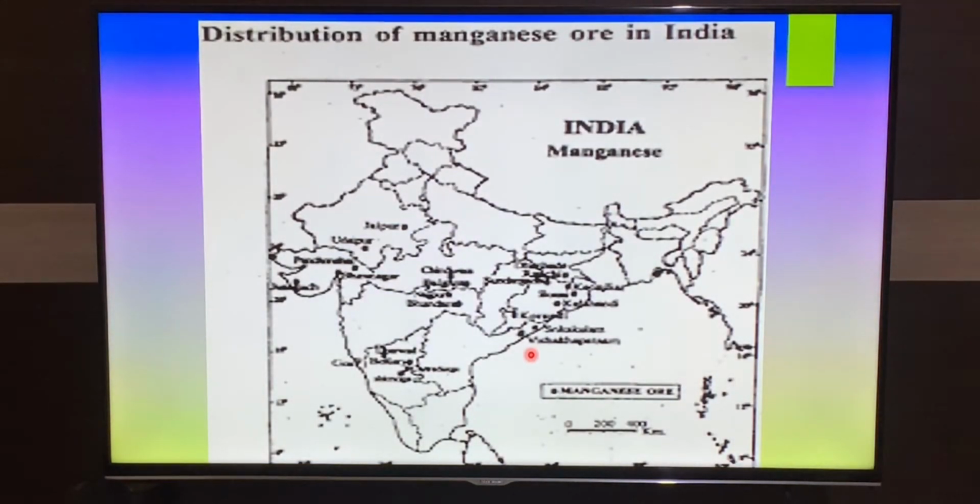As I have already listed out the states which produce manganese in our country. The first one I told you, Odisha. After Odisha, the next is Maharashtra, Madhya Pradesh, Karnataka. These are the states which produce manganese ore in India.